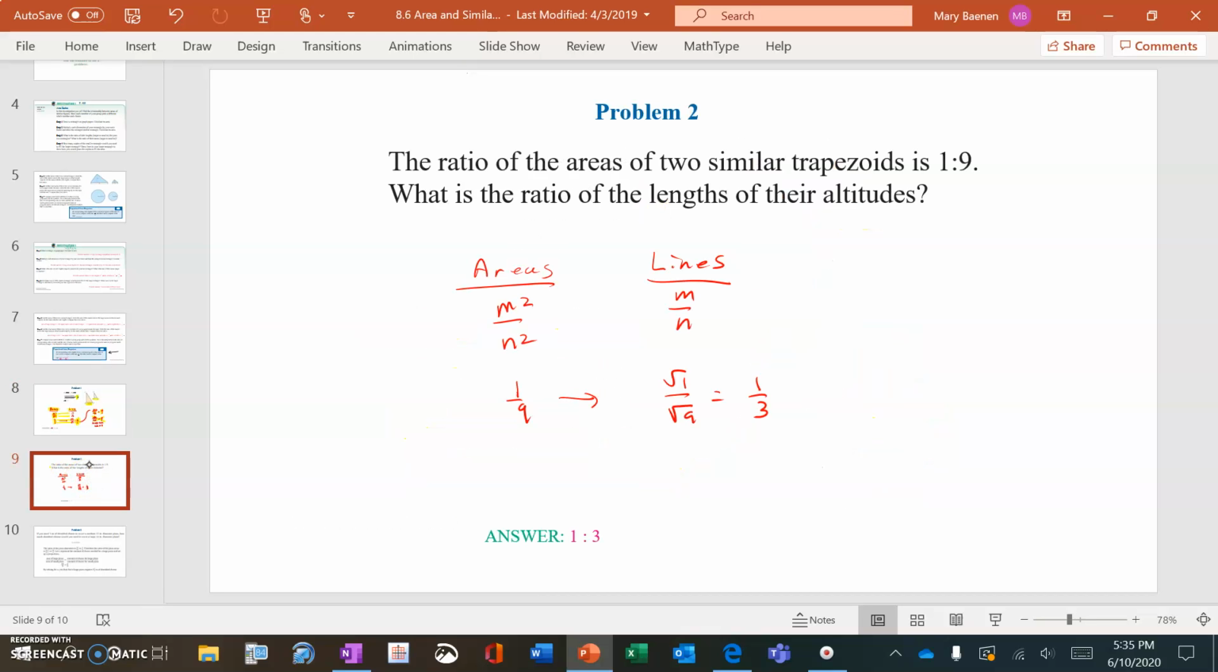Okay, problem number 2. The ratio of the areas of two similar trapezoids is 1 to 9. What is the ratio of the lengths of their altitudes? They're telling me about the areas being 1 to 9. Areas are m squared over n squared. To get from m squared to m, I have to take the square root. The square root of 1 is 1, and the square root of 9 is 3. So the ratio of their altitudes, the straight lines in the figure, is going to be 1 over 3.